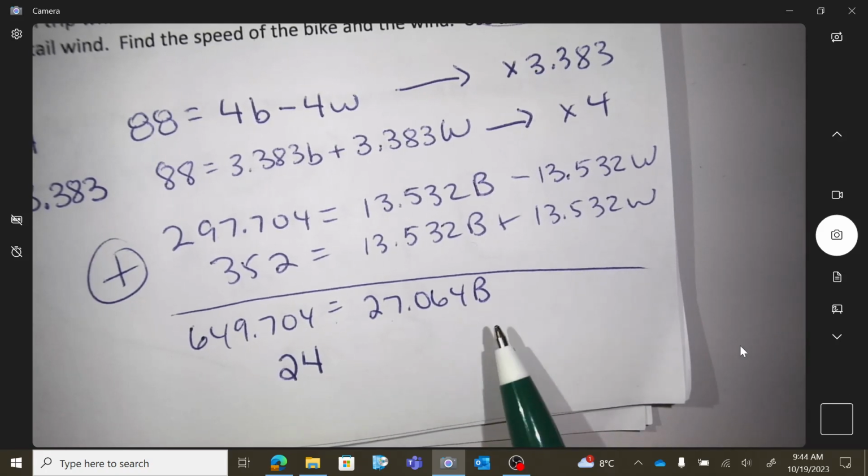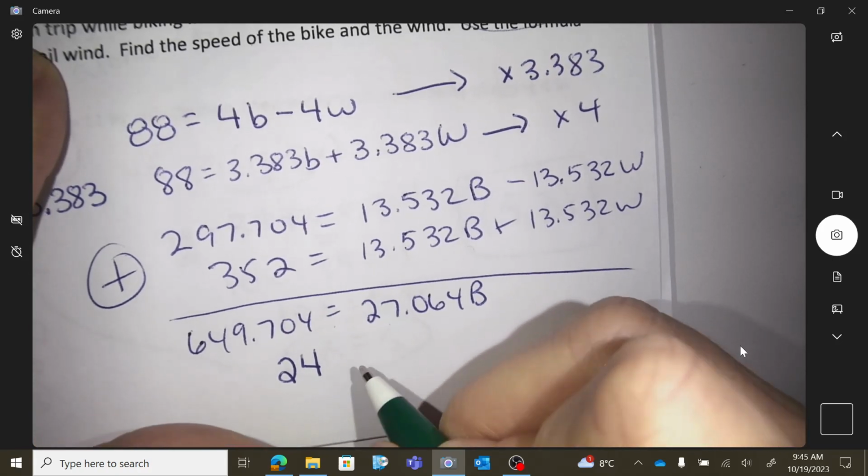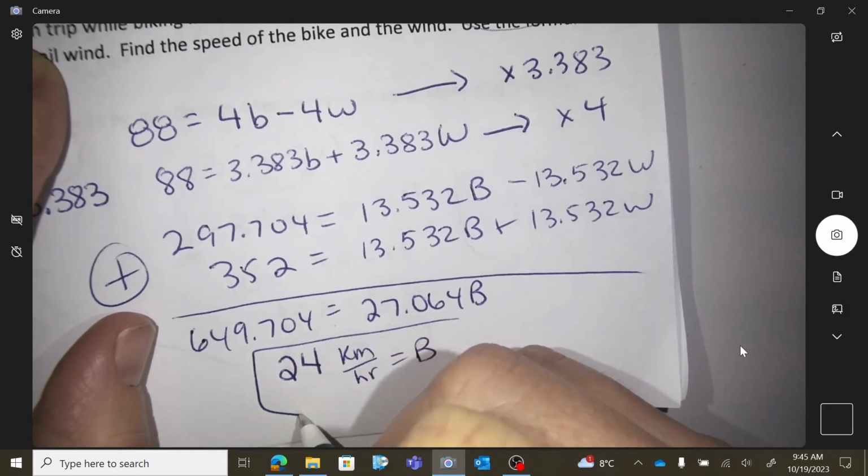Okay, this is B, which is the bike speed. So I would like you to put something on the end of that 24. It's the bike speed. So what kind of unit would you put at the end to say this is the speed unit? Kilometers per hour is the bike speed.